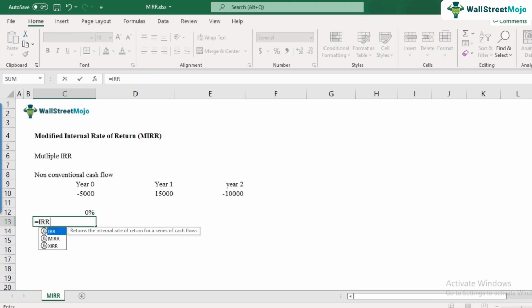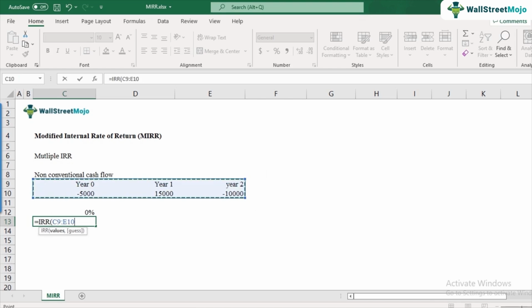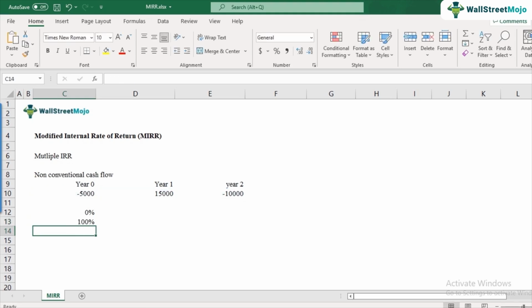And let me try again. Values. And this time, let me guess a higher number. Say, for example, 55%. And what do I get? I get IRR of 100%. So as you can see, I have two IRRs, right?